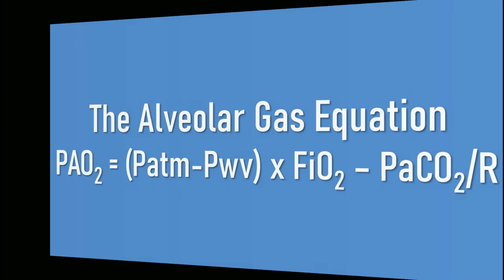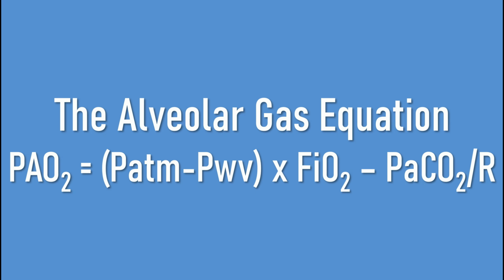Putting all of this together, we have the alveolar gas equation. The alveolar oxygen partial pressure is the atmospheric pressure minus the water vapor pressure, multiplied by the FiO2, minus the arterial partial pressure of CO2 divided by the respiratory quotient. And for most of us, most of the time, the respiratory quotient is 0.8.